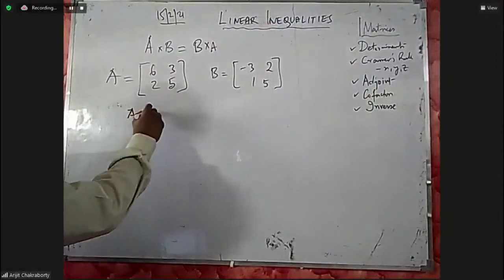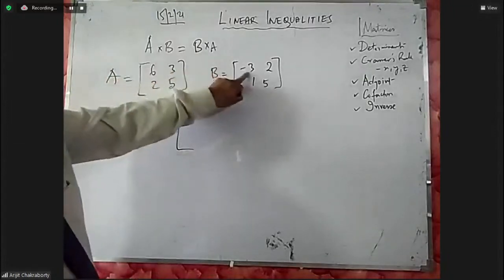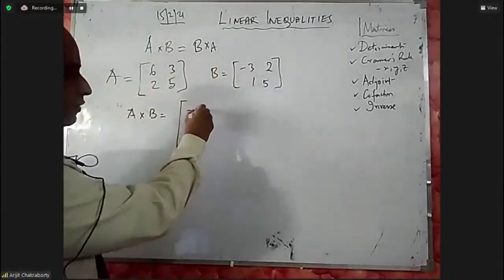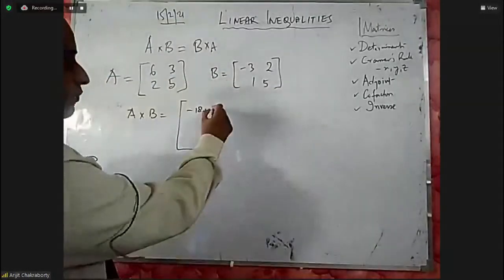A into B will be equal to 6 into -3, that is -18, plus 3 into 1, that is 3.